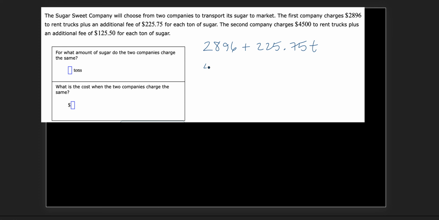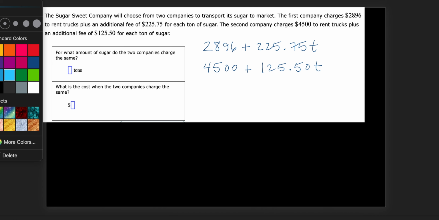The second company has the same kind of setup. 4,500, but this part is cheaper per ton. For what amount of sugar, the tons, do the 2 companies charge the same? You're solving for T here. So here's one company and here's the other, and they want to know, when is that charge the same?